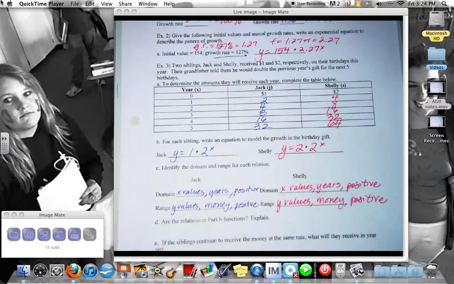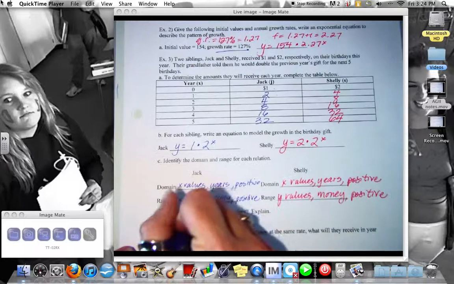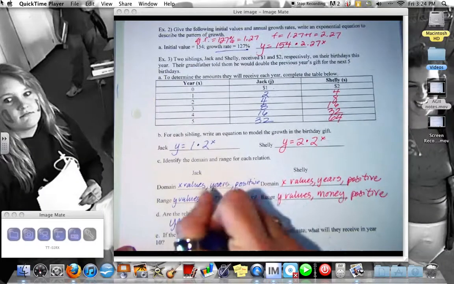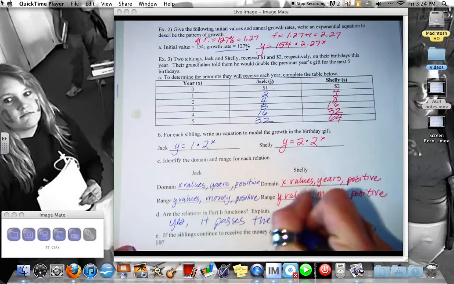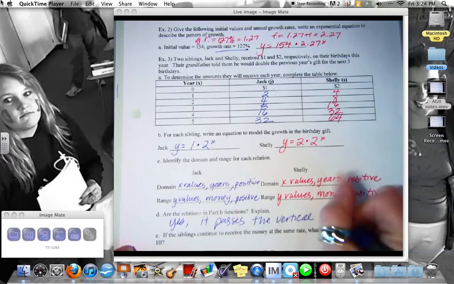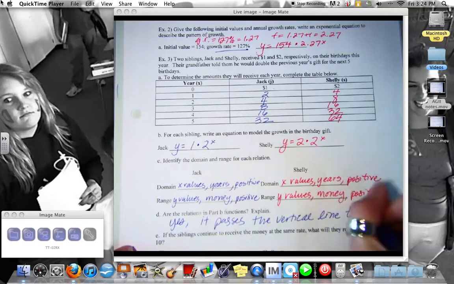Are the relations in Part B functions? For every x, do we have one y? Does it pass the vertical line test? And the answer is yes. Passes the vertical line test. When we draw these out, it gives us a curve.